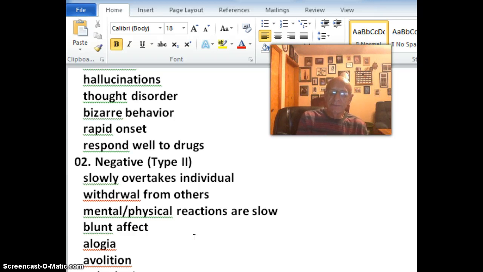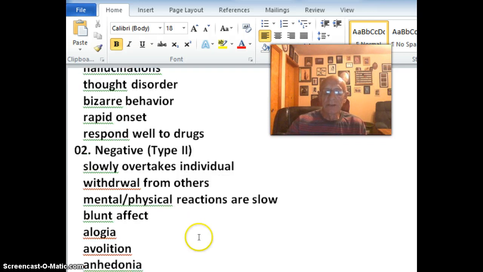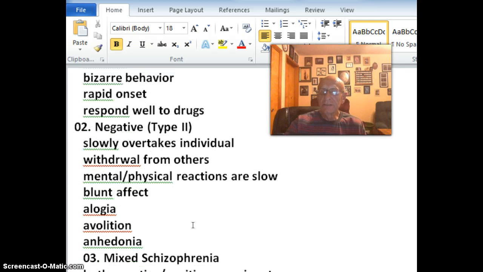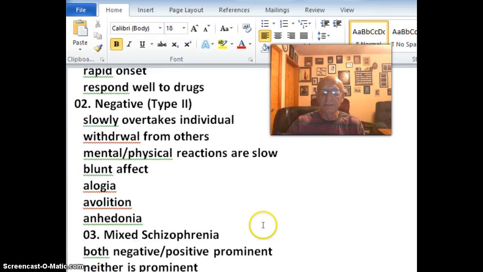Now, individuals with type 2, they seem to be withdrawn. Their physical actions are slow. They have a blunt affect, meaning that they do not have emotions with them. Some of the things that are evident is alogia, which is difficulty with speaking, avolition, which is not being able to set goals and say, okay, this is what I want to do tomorrow, this is what I want to do next week, this is what I want to do next Monday. And also anhedonia, which is not having pleasure or being able to experience pleasure.